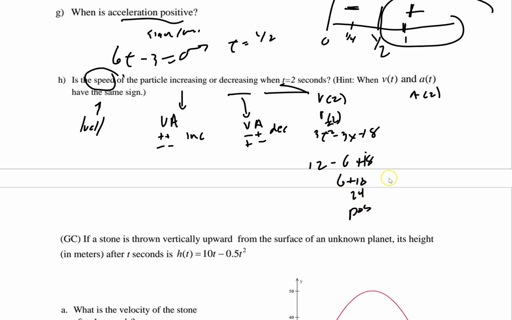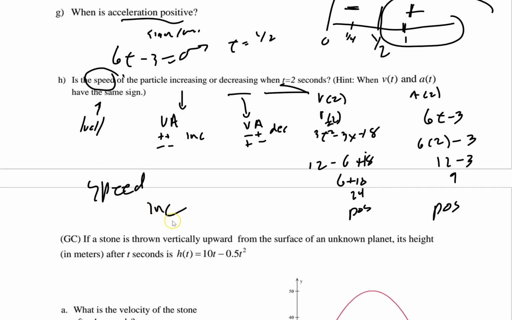Let's check acceleration. If we get the same sign, then it's increasing. If we get different signs, it's decreasing. The acceleration formula is this. Plug in the 2. 12 minus 3 is 9. So this is positive. Velocity and acceleration have different signs, so speed is decreasing at t equals 2 seconds. Very important: it's not always just that at 2 seconds, speed is increasing.